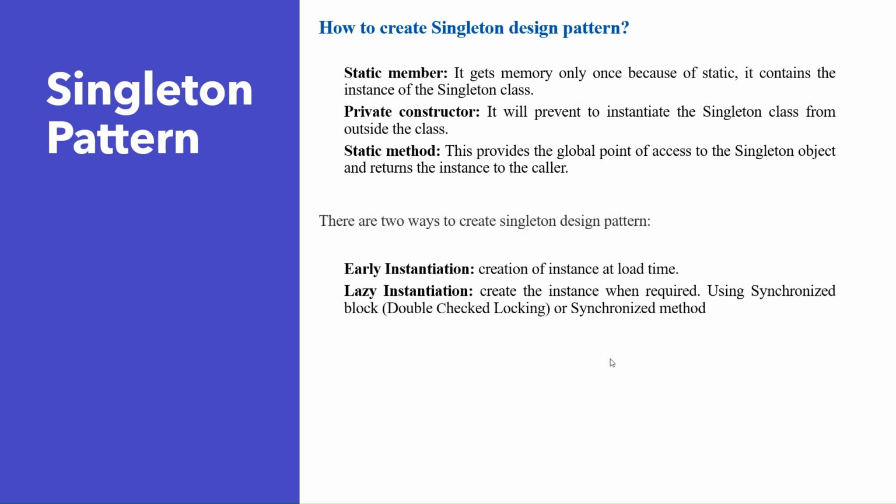There are two ways that you can achieve the singleton design pattern. Early instantiation, which will create an instance at the load time. Lazy instantiation, which will create an instance when required. That will be using a synchronized block, that is double checked locking, or a synchronized method.